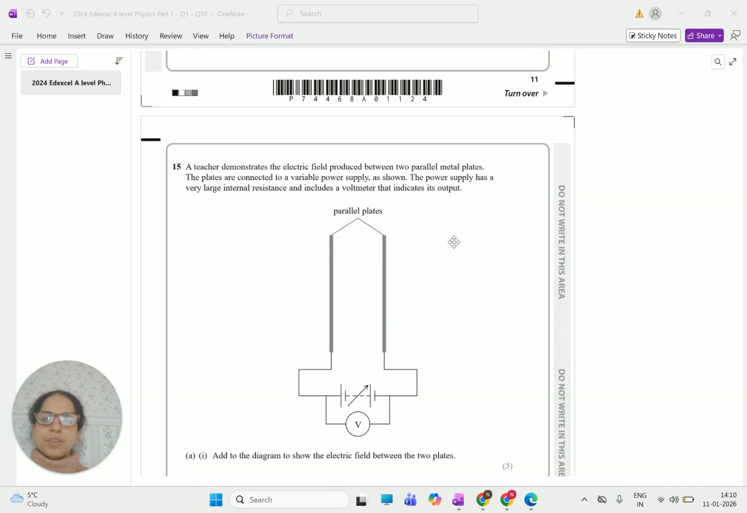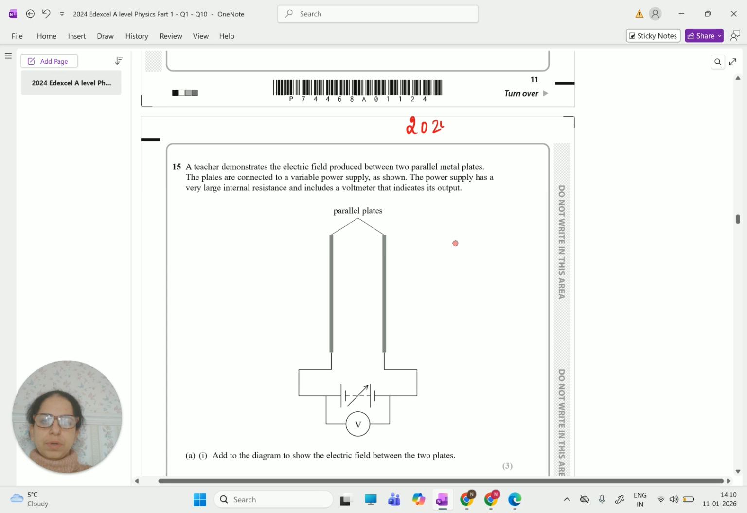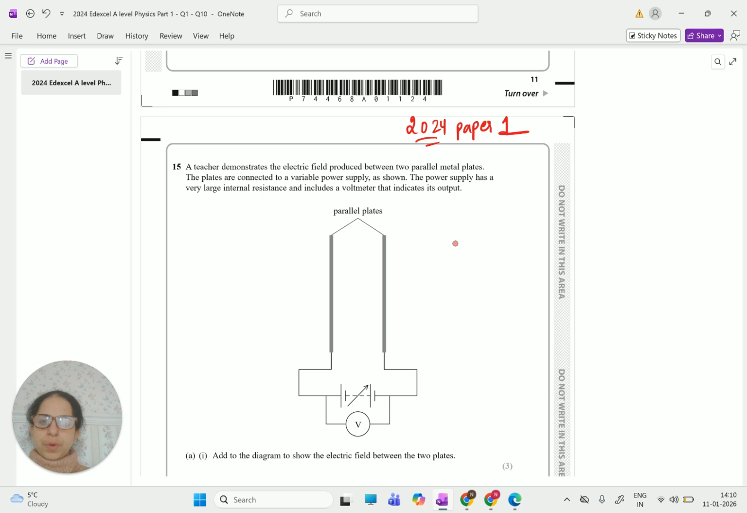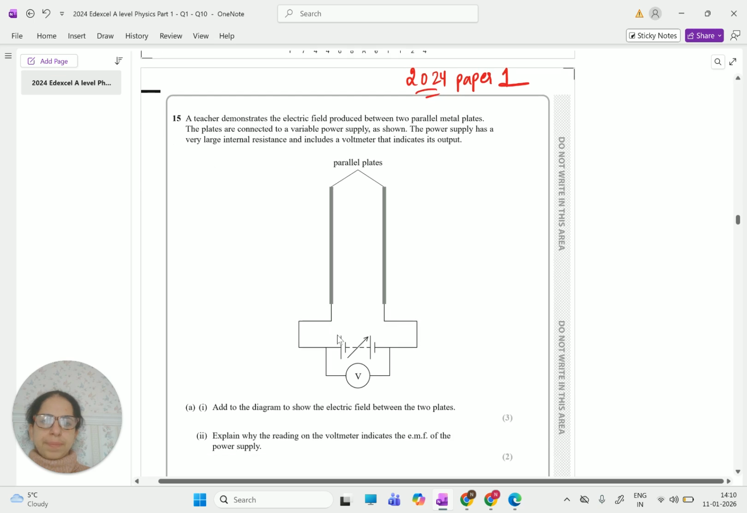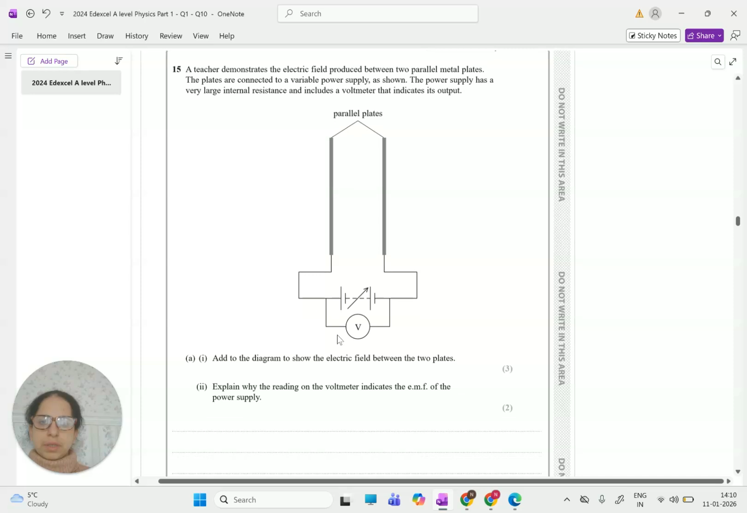Hi, welcome back to the third and final video of the 2024 Paper 1 Edexcel. I'm going to start with question number 15. I'm hoping you have paused and tried it yourself.